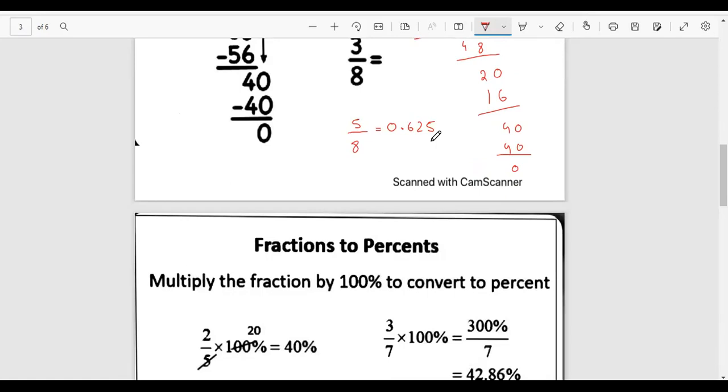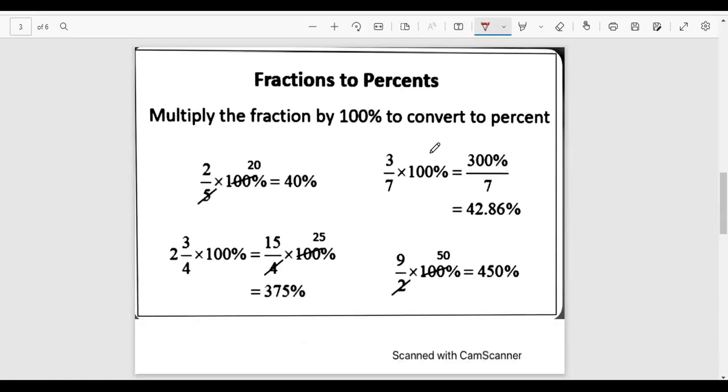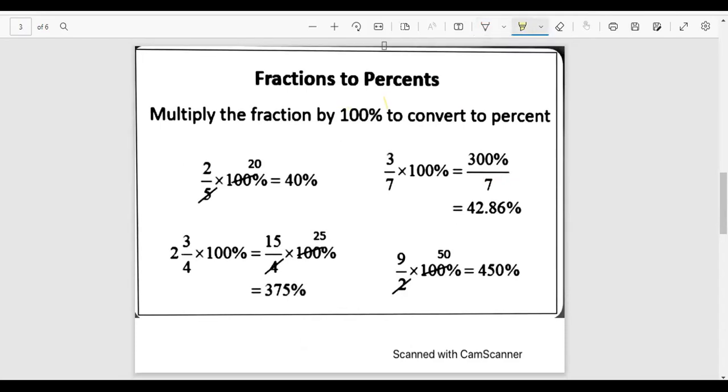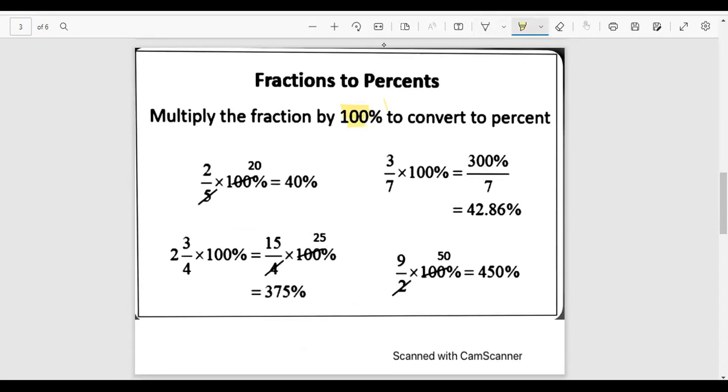Now let's just see how to convert a fraction to percentage. We have understood that to convert a fraction to decimal, we need to do it by the long division method. And in order to convert the fraction to percentage, what do we do? Whatever fraction you have, you're just supposed to multiply it by 100%. Okay?